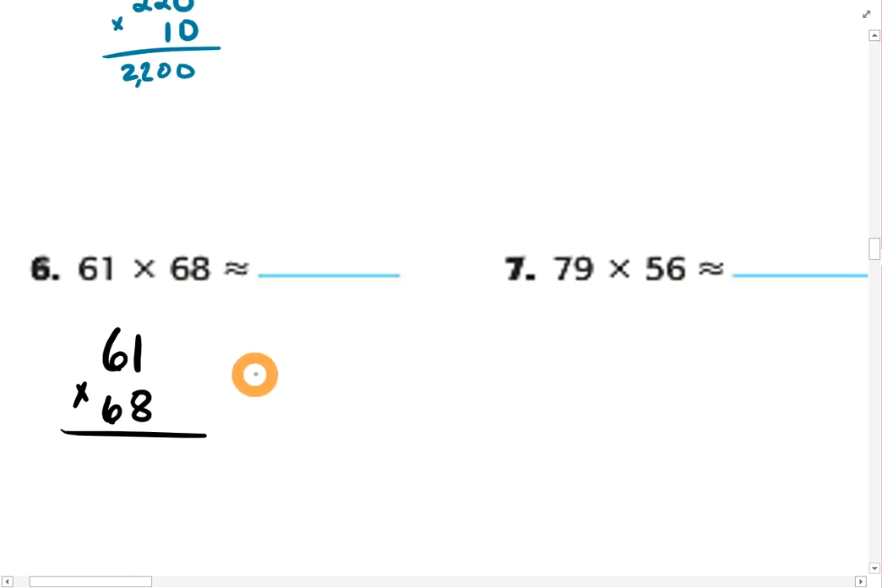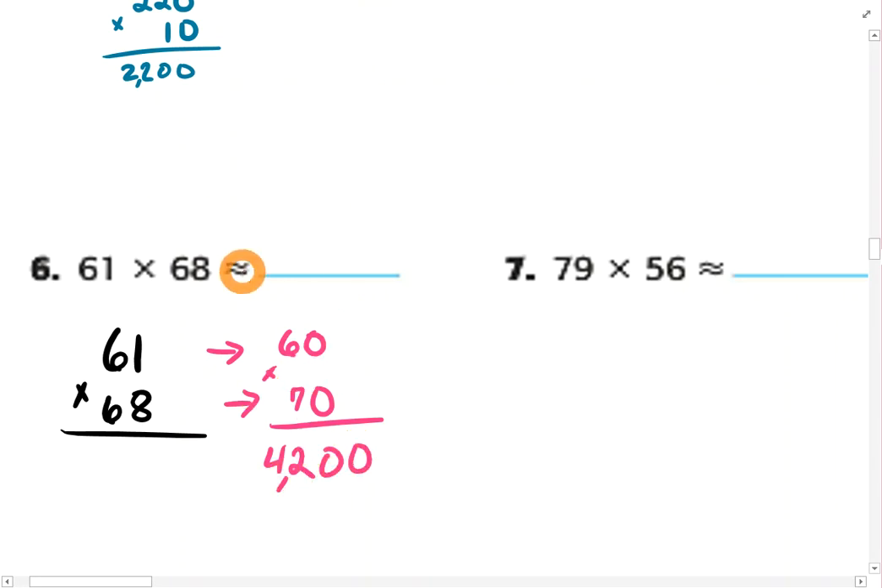Oh, let's change our color here, right? And so I'm going to make 61, I'm going to change that to 60, and 68 I'm going to change to 70. I'm going to multiply 6 and 7, I get 42, and I have my 2 zeros here, so I get 4,200. Now, hopefully you identified, you're like, oh, there's something new, right? This little sign here, this means about, approximate. And so if I were to say 61 times 68 is about 4,200, it'd be accurate.